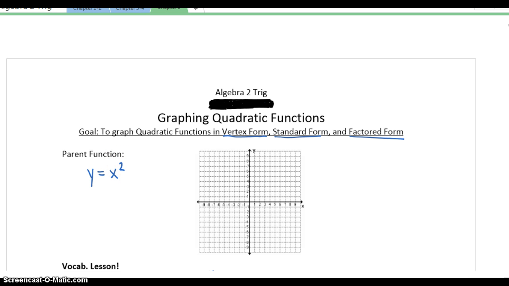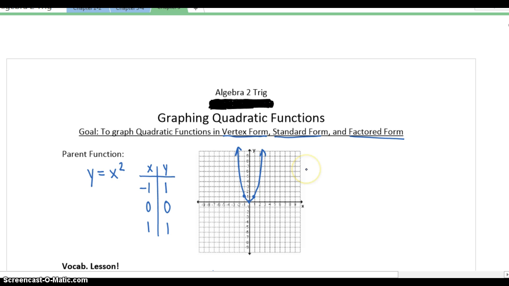Now, if we're trying to graph something that we've never seen before, we always just use a table, because that's easy. We just pick our x values and plug them in. So I'm going to pick a couple x values here, and plug them into my function. So -1 squared is +1, 0 squared is 0, and 1 squared is 1. If I plot these points, (-1, 1), (0, 0), and (1, 1), we would start to see the general shape of our quadratic function.